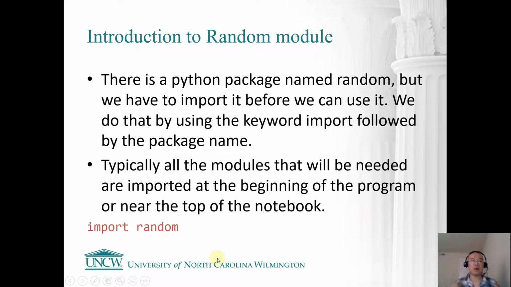Okay, for the random module, this is something you have not seen for now. That is the import, to include a module into the current working file or project. You have to do an import and then the module name. The module name for the random number generator is called random. You have to put this part in your code in order to include the random module.